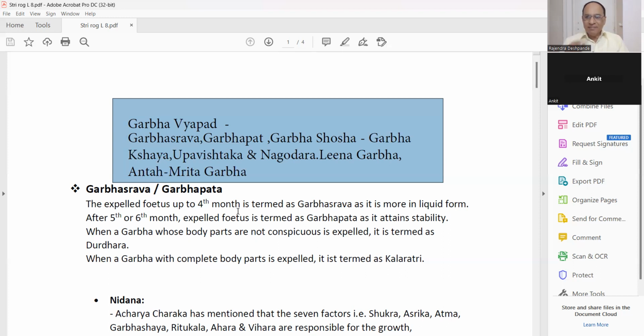Chapter number 9, Mooda Garbha. Mooda Garbha Vyakhya, that is definition. Mooda Garbha Vyapti, Mooda Garbha Kala, Mooda Garbha Hetu, causes, Mooda Garbha Samprapti, and Mooda Garbha Samanya Lakshana.